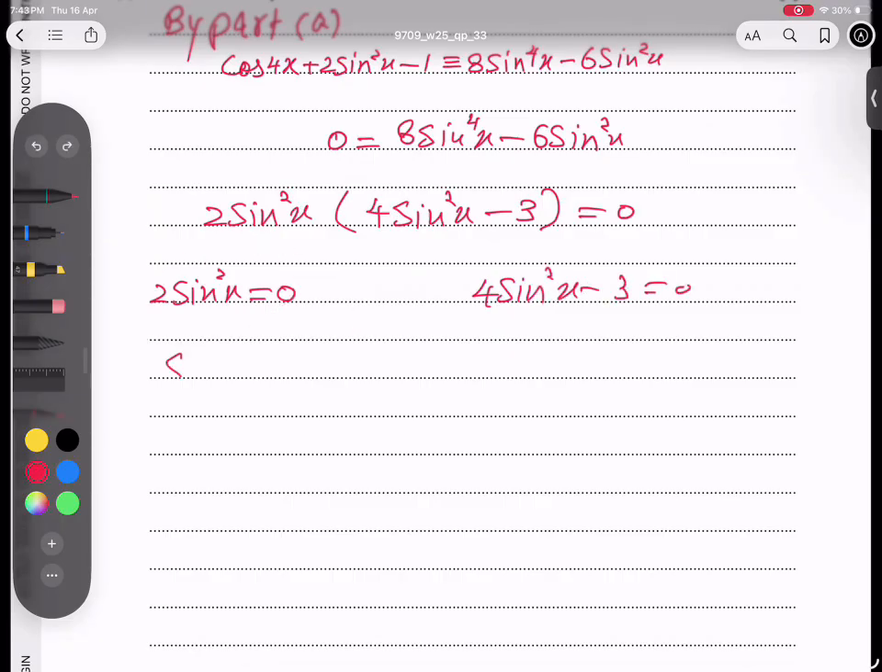2 divides, I get sine square x equal to 0, take a root of both sides, I got 0. Okay, what about this one? So sine square x is equal to 3 over 4. Take a root of both sides, we got plus and minus root 3 over 2. So I think up till here it is very clear.